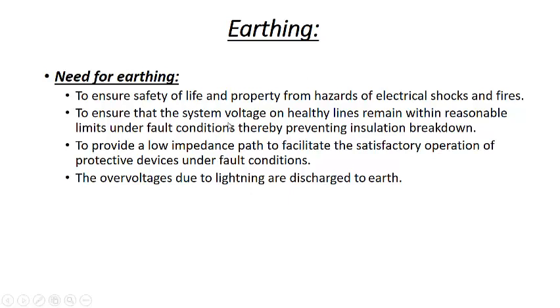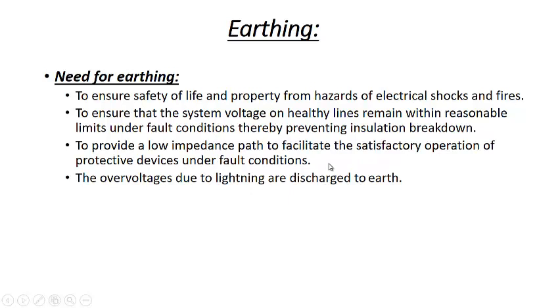So when we do the system earthing, the voltage of the healthy lines, whenever a single line to ground fault occurs, or we can say when the fault occurs on one phase, the other phase voltages remain at their own value. So in that case, there will not be any voltage breakdown. It also provides a low impedance path to facilitate the satisfactory operation of the protective device under fault conditions.